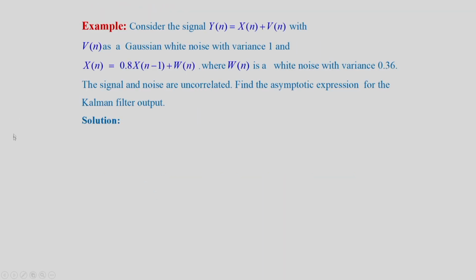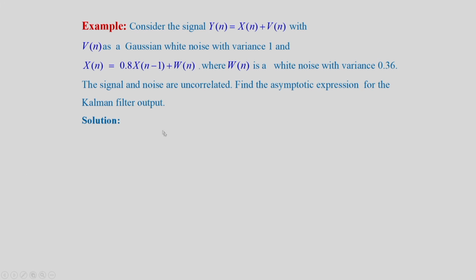We will consider one example. Consider the signal y(n) is equal to x(n) plus v(n), where v(n) is a Gaussian white noise with variance 1, and x(n) is equal to 0.8 x(n-1) plus w(n), where w(n) is a white noise with variance 0.36. The signal and noise are uncorrelated. Find the asymptotic expression for the Kalman filter output.